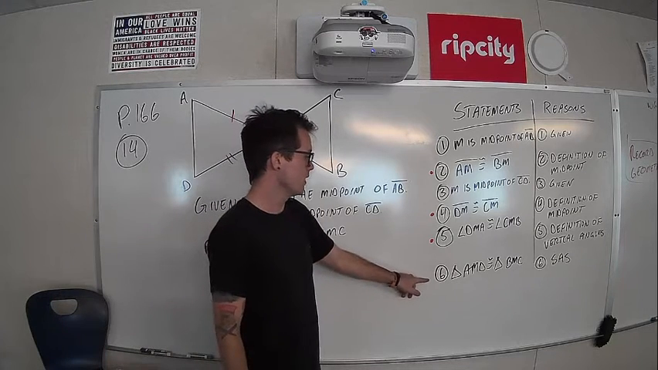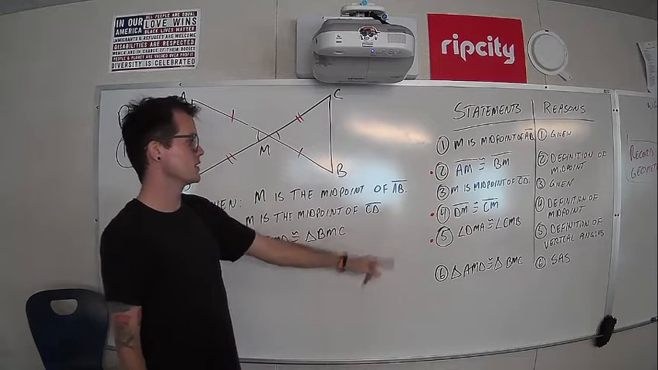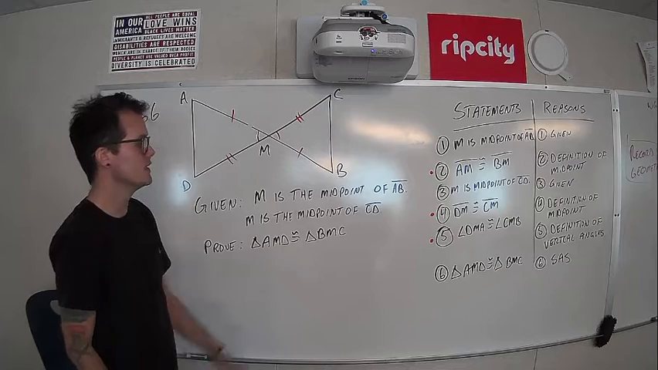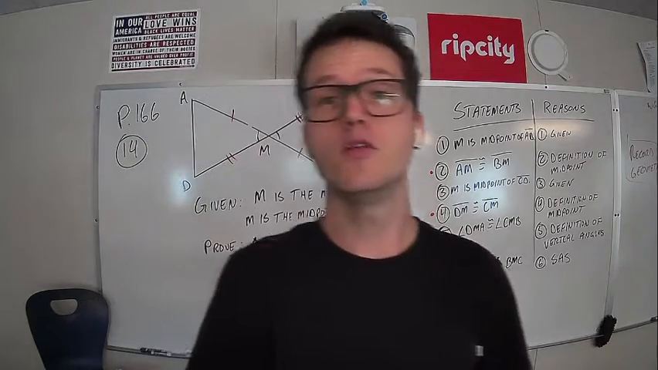So here it is. Step six, copy the proof statement. Triangle AMD is congruent to triangle BMC, and the reason is side, angle, side. There it is. Let me know if you have questions.